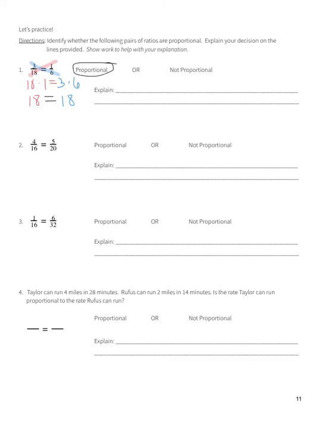Explain why. The cross products are equal. Or you could say they're equivalent fractions. Same unit rate. But I'm just going to put cross products are equal. Okay? You can use this statement right here to explain all of them. Cross products are equal or cross products are not equal.